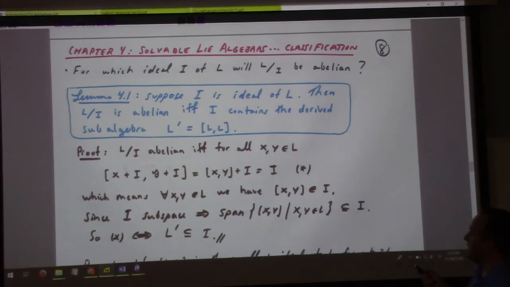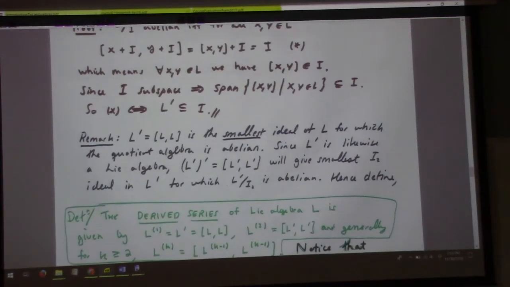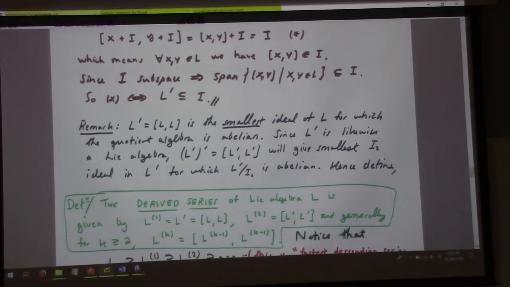Let me just read it again. I an ideal of L, then L mod I is abelian if I contains the derived subalgebra. And the proof is relatively simple. It's right here, but again, since we had ice cream today, you'll forgive me. Now, the derived subalgebra L prime is the smallest ideal of L for which the quotient algebra is abelian. Because if you have an ideal whose quotient is abelian, then L prime is contained in it, so L prime is the smallest one giving an abelian quotient.